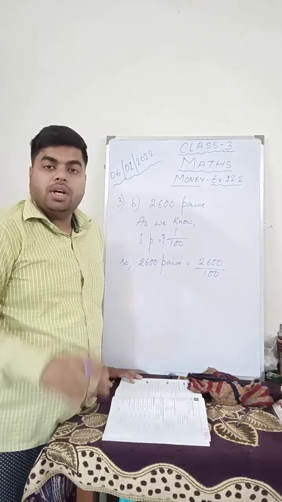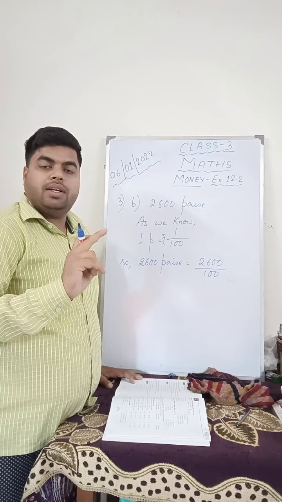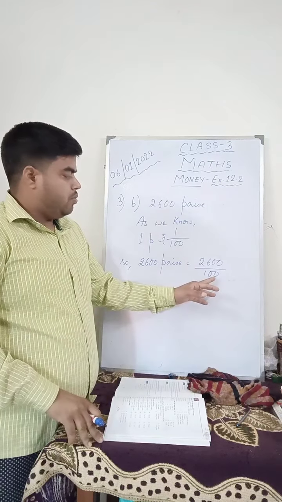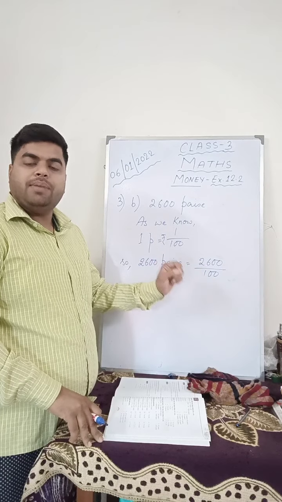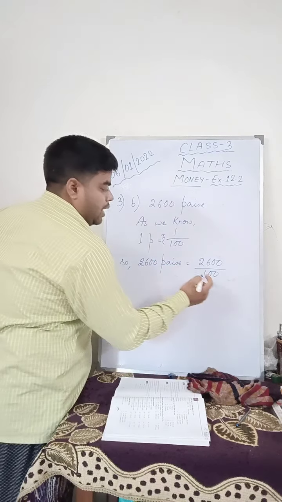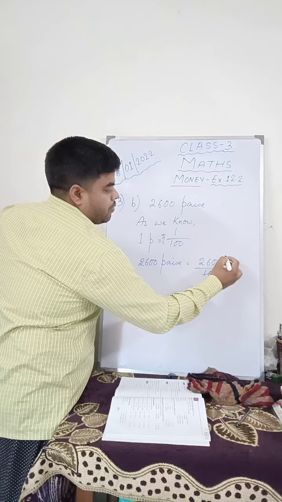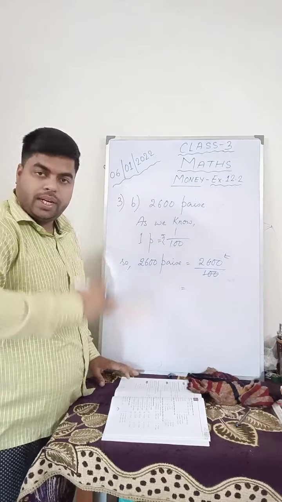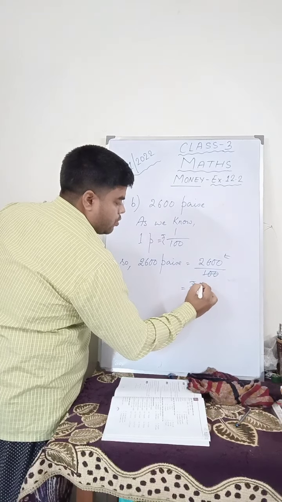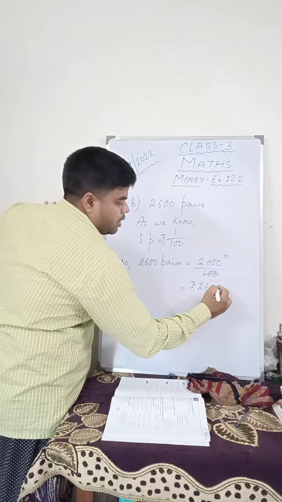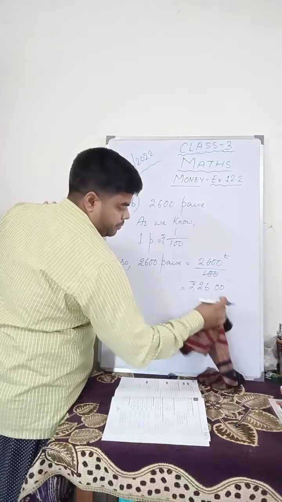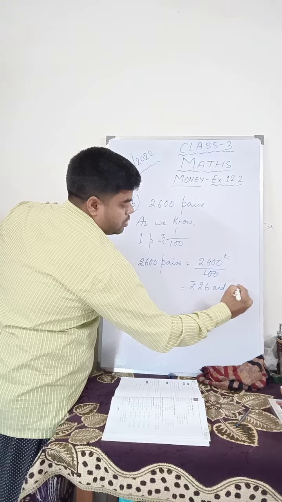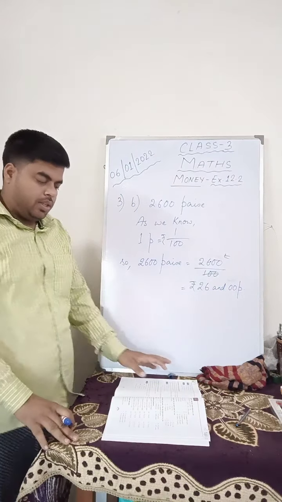So how many zeros? I said if you multiply, the decimal will move to the other side. If you divide, you will put the decimal before the same number of digits as the number of zeros. Cancel 1, 2, and from the back count 1, 2 and put a decimal. Whatever is before the decimal is your rupees, 26, and whatever is after will be 00 paisa. This is your answer.